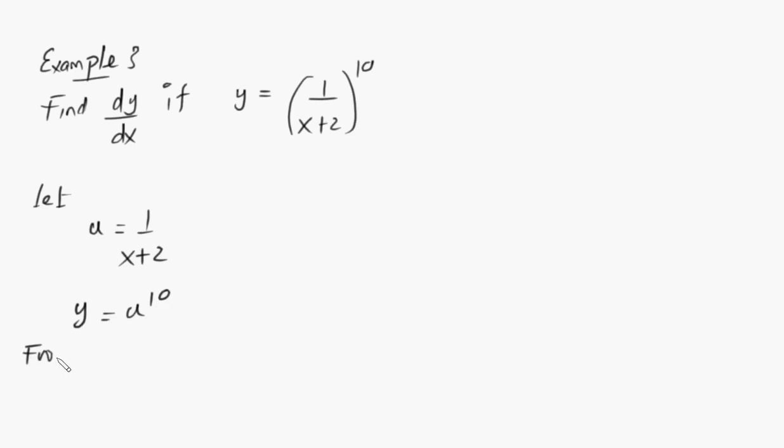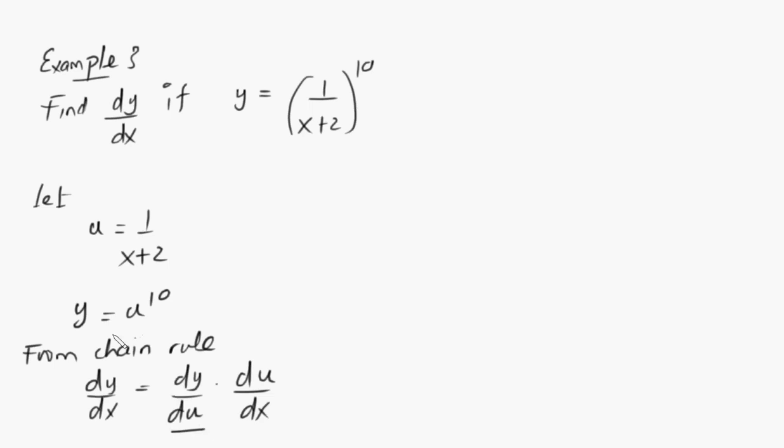Now I know that from chain rule, dy/dx is just equal to dy/du times du/dx, where dy/du I get here and du/dx I get here. So let's start with dy/du. From y equals u power 10, dy/du is equal to 10 u power 9. Okay, how I get this is the formula I don't like repeating. I have already said that at some point you should be able to do it automatically.